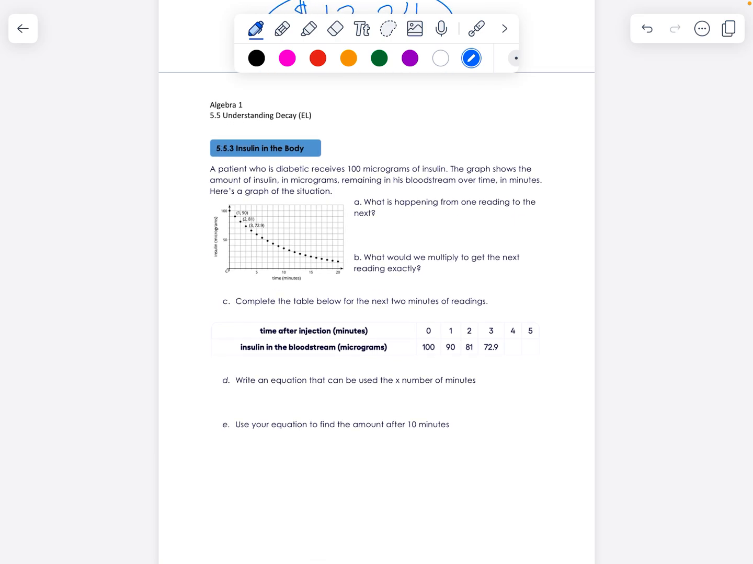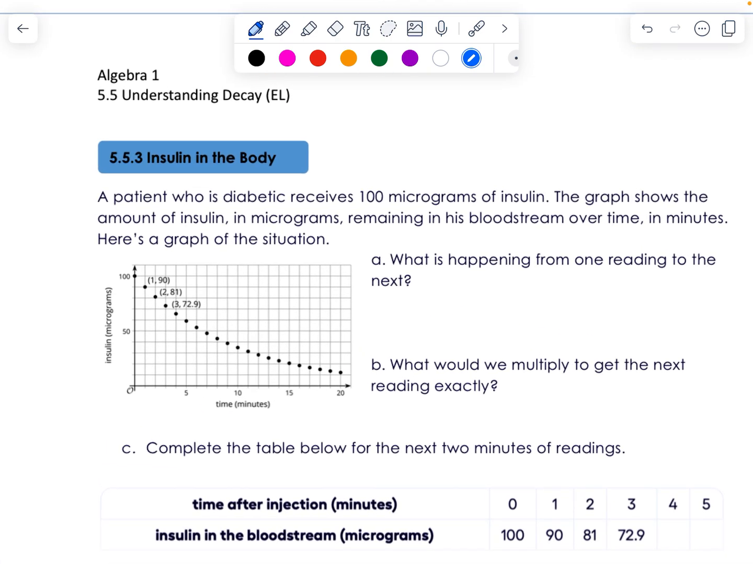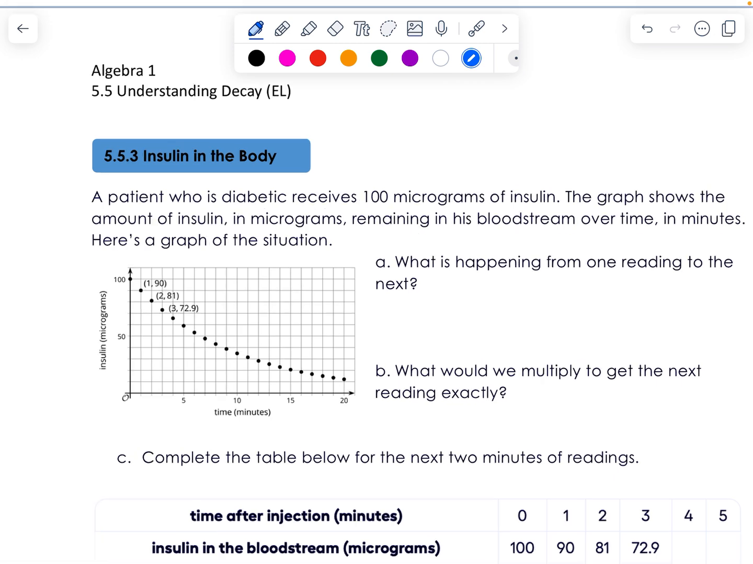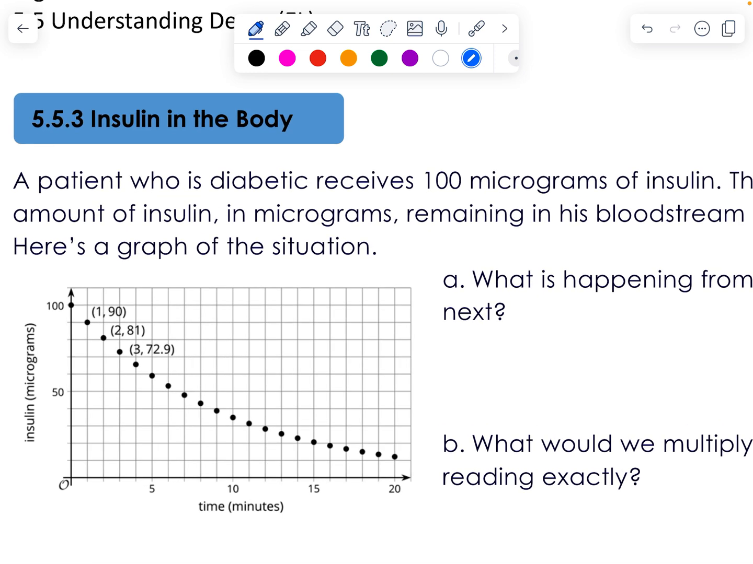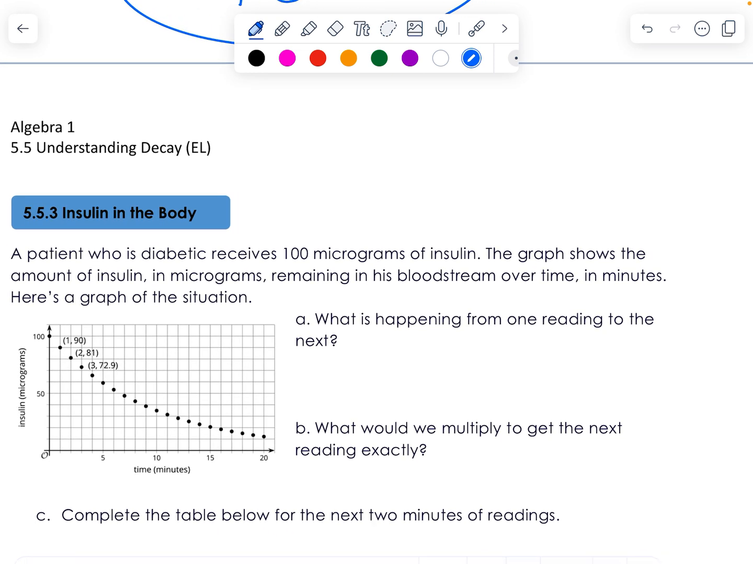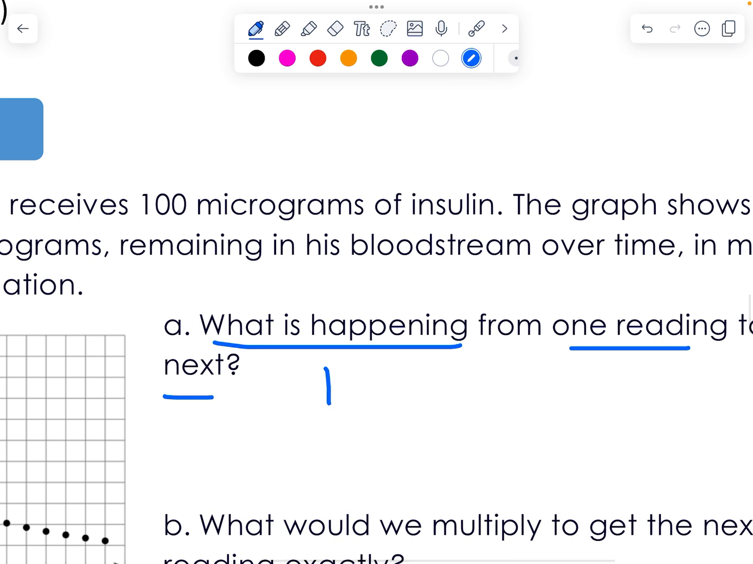Okay, our next one's kind of a review of what we've been doing, so not this new stuff. This is talking about insulin in the body. They give us a graph. They want to know what is happening from one reading to the next. Is it increasing or is it decreasing?